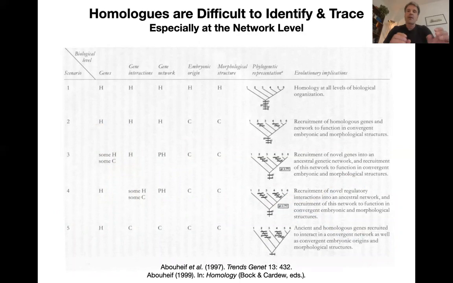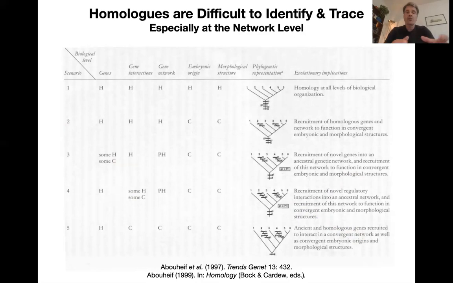It is very difficult to correlate evolution at the genetic and the phenotypic level, and to explain it mechanistically. And especially for homology, at the level of gene regulatory networks, it's really problematic. These are two papers, first authored by Ahab Abu Haif in the 1990s already, that discussed this sort of problem. So basically, he has a huge table.